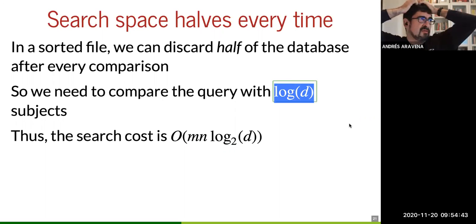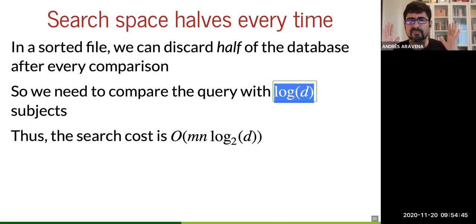Let's say this: if the database was 1,000 words, first you compare, and in one comparison you discard half and you get 500. In the second, you get 250. In the third, you get 125. In the fourth, you get 62 or 67.